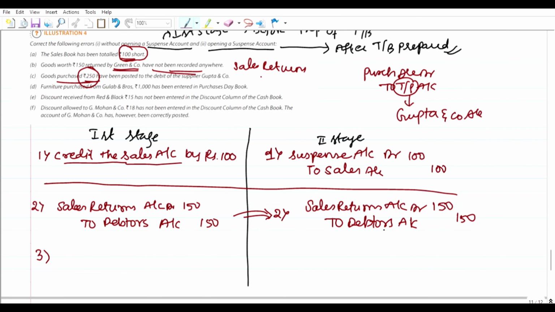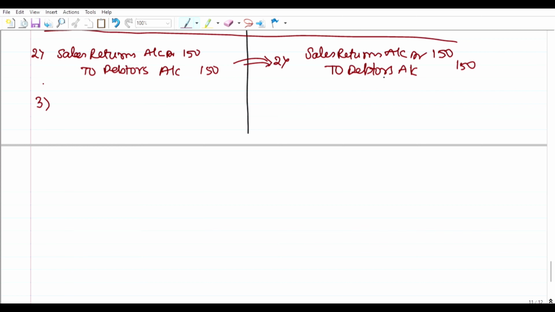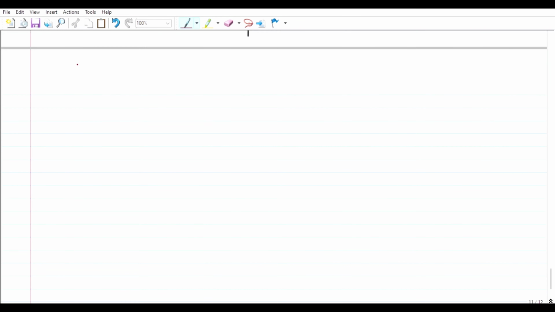Okay, but what happened here? That has been posted to the debit of supplier Gupta and Company account. Actually, Gupta and Company account is to be credited, but it has been debited. So this I am going to explain with the help of some data. What is the correct entry to be incorporated by us?